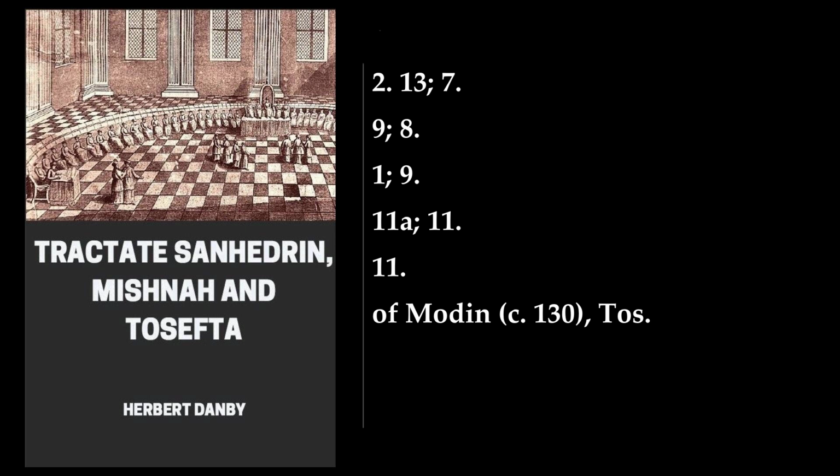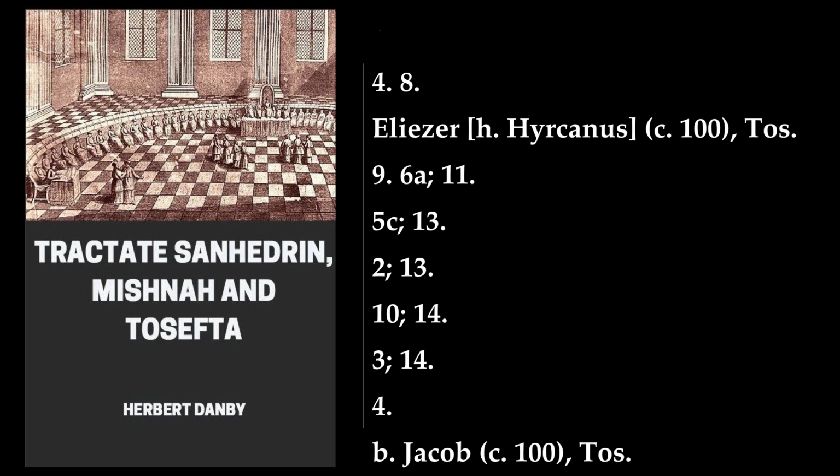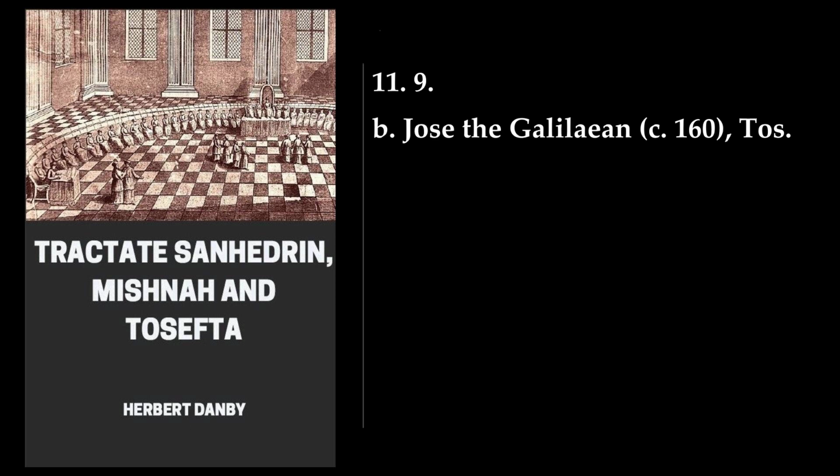11. Of Modin, c, 130, TOS. 4, 8. Eleazar, H. Hyrcanus, c, 100, TOS. 9, 6a, 11. 5c, 13. 2, 13. 10, 14. 3, 14. 4. B, Jacob, c, 100, TOS. 11, 9. B, Jose the Galilean, c, 160, TOS.